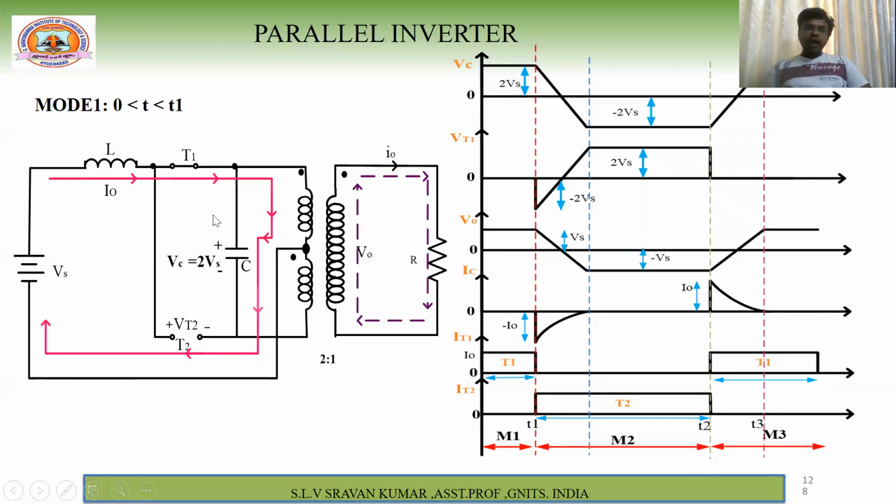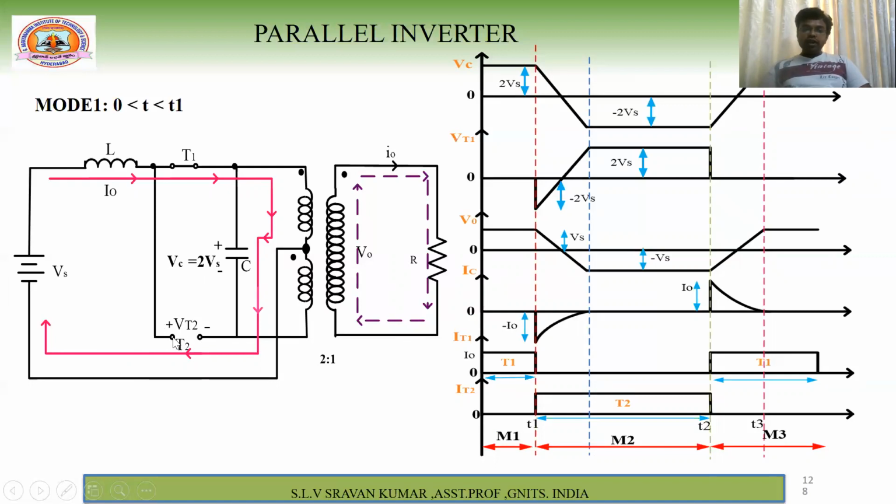So now what is this magnitude? 2 Vs. Now what happens? This voltage will be greater than that of your source voltage. Therefore, the thyristor will be ready to turn off, but your SCR won't be turned off in this period. It will be turned off once you give the triggering pulse to thyristor T2. So meanwhile, even though you have 2 Vs, it won't be turned off.